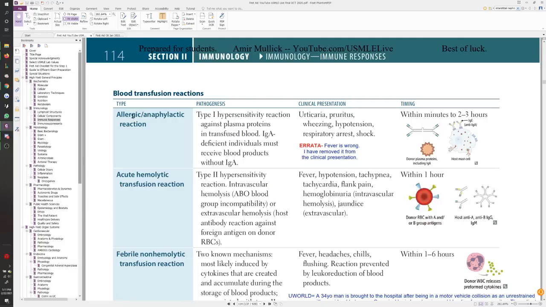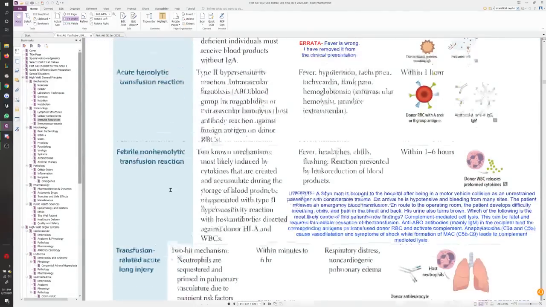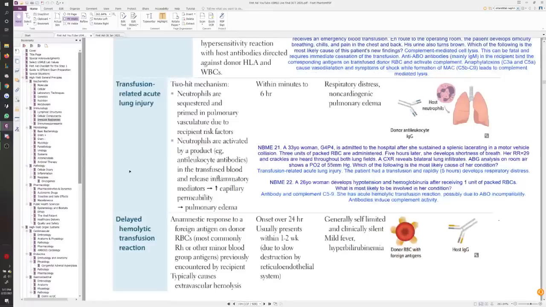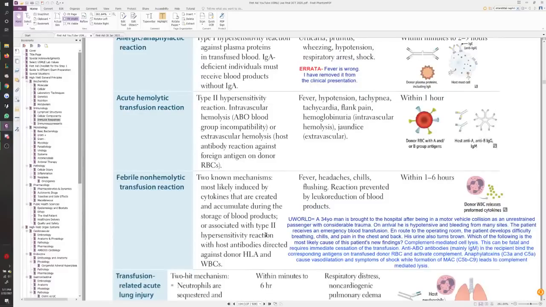So we have the allergic anaphylactic, acute hemolytic transfusion, febrile non-hemolytic transfusion, and then this transfusion-related acute lung injury and delayed hemolytic transfusion reaction. Right? There's a bunch of these now, much more than used to be there not too long ago. So it's gotten a little more intense.